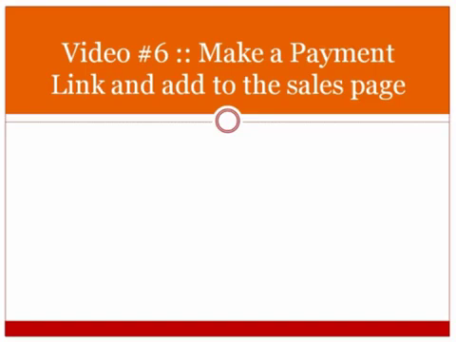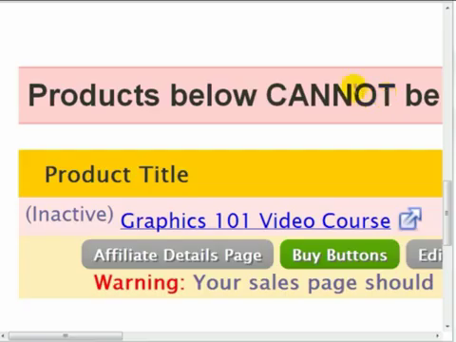Hello and welcome to video number 6. In this specific video, you're going to learn how to make a payment link and add it to the sales page. Okay, so now what we need to do is simply go to our product and click on Buy Buttons.